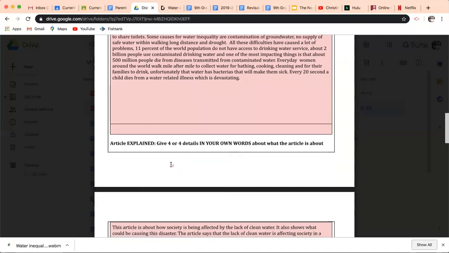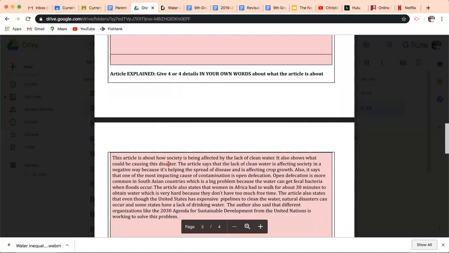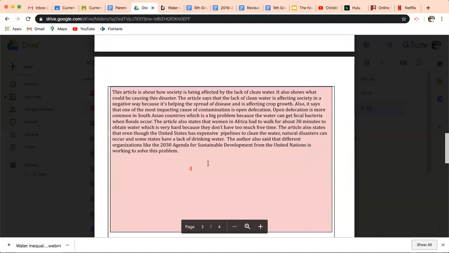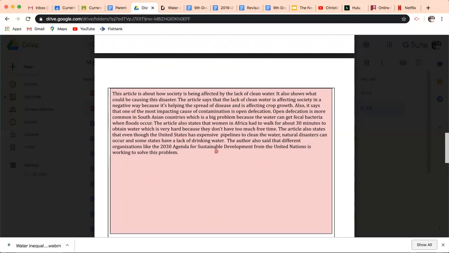Okay, then you need to explain the article in 4 or 5 details in your own words. Again, this person did a very nice and clear paragraph. You can put it in bullet points. You can put it in numbers. You can say point number 1, 2, 3, 4, etc. A lot of students did that. It was fine. As long as you are putting details, being specific, using full sentences, okay?